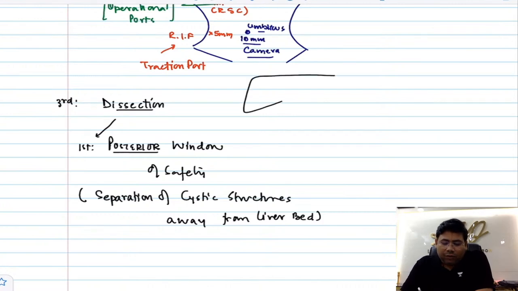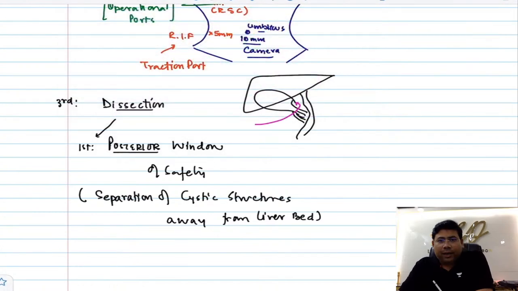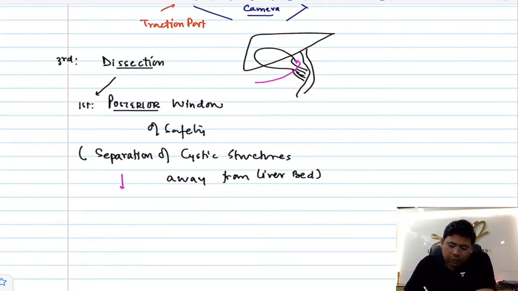What is a posterior window of safety, students? Suppose this is a gallbladder, this is how the structures look like. So this is the hepatic cystic artery and cystic duct. But see, the first space that you should be creating is this space. Are you getting? This is where the posterior window of safety is there. And then the second is dissection of calotes.